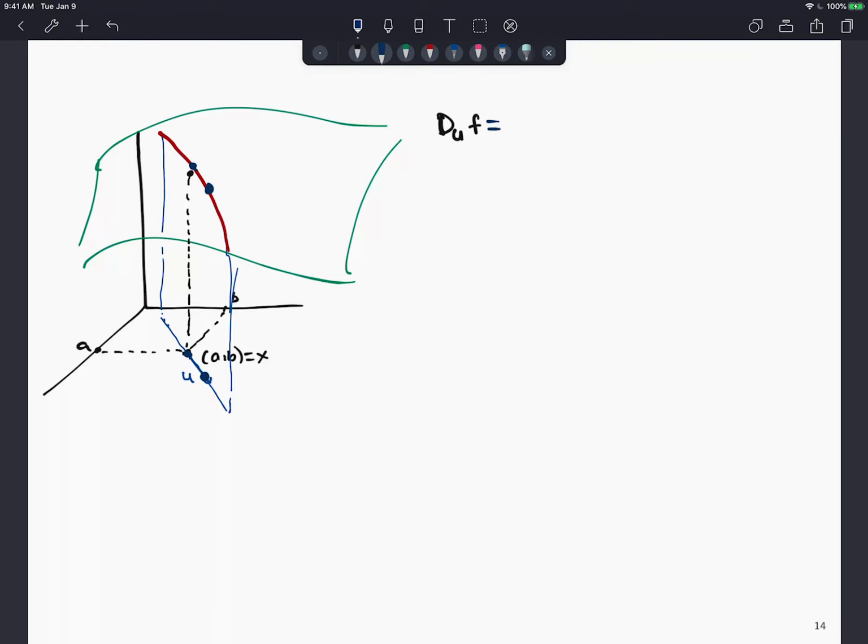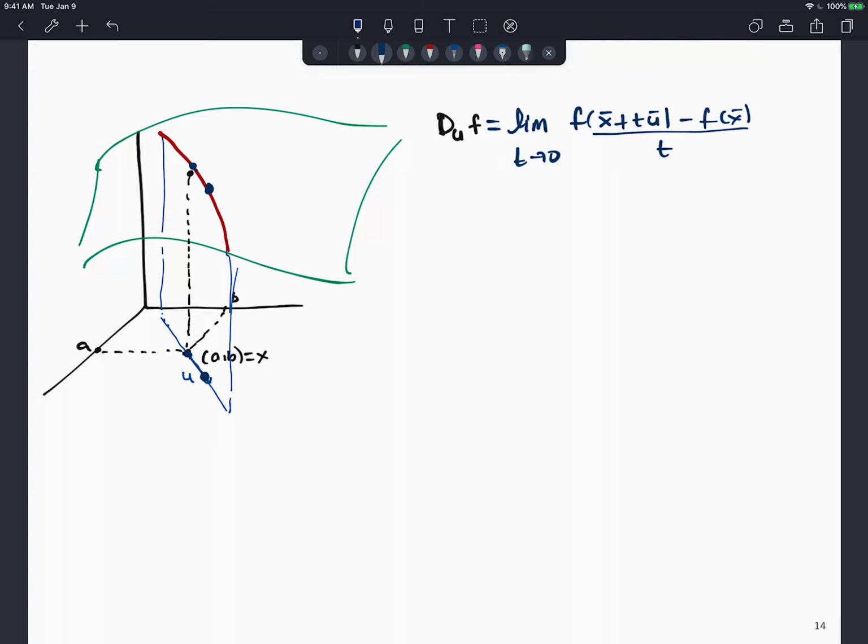So this would be the limit when t goes to 0 of f of the same as before, the point x plus t times my vector u, now we put vectors here, minus f of x, divided by t.